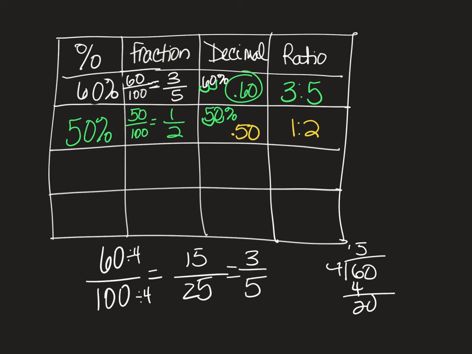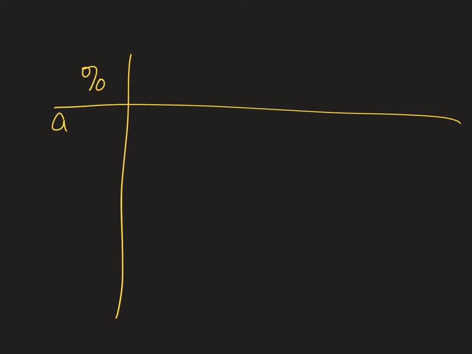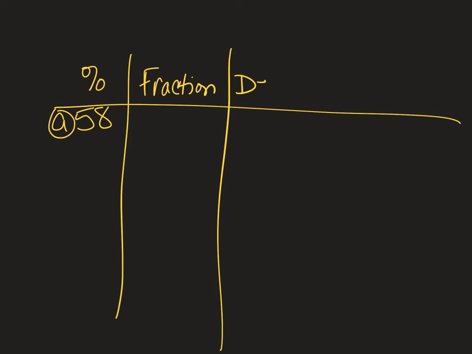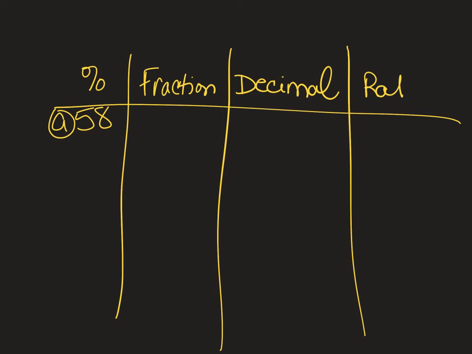Now, let's go ahead and look at our chart in our book. And we're going to go ahead and do number 1 together, or actually it's A. And A is 58%, okay? So we're going to change it to the fraction. You're going to do this with me at the same time, but in your book. Don't talk out. Decimal and ratio, okay? So I have 58%, and I'm going to change that to a fraction.